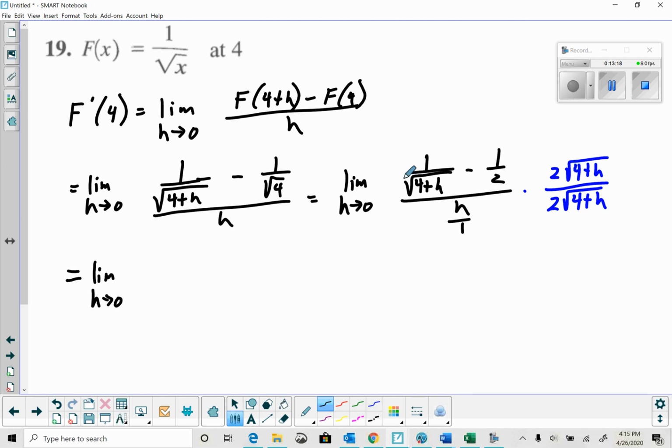So again, if we multiply 1 over square root of 4 plus h times 2 times square root of 4 plus h, the square roots will cancel, but now I picked up a 2. Here, for the second term in the numerator, the 2's will reduce, but now I've picked up minus square root of 4 plus h. And my denominator, again, I'm going to leave that factored.